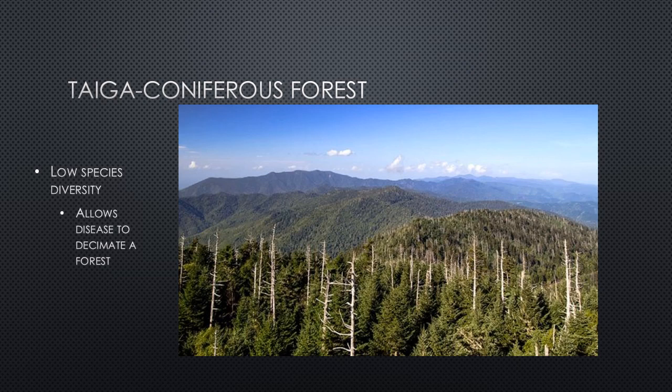So similar to the tundra, the taiga has low species diversity. So that means that it can be decimated when a disease comes in. So often conifers can be affected by wood boring diseases or blights, and so it looks like this. You can see all the defoliated trees, those are dead trees. When you don't have that much species diversity, the whole entire forest can be wiped out. And once that occurs, then we start looking at succession. Secondary succession, by the way, because we already have soil present. So that is sort of the downside of taiga.